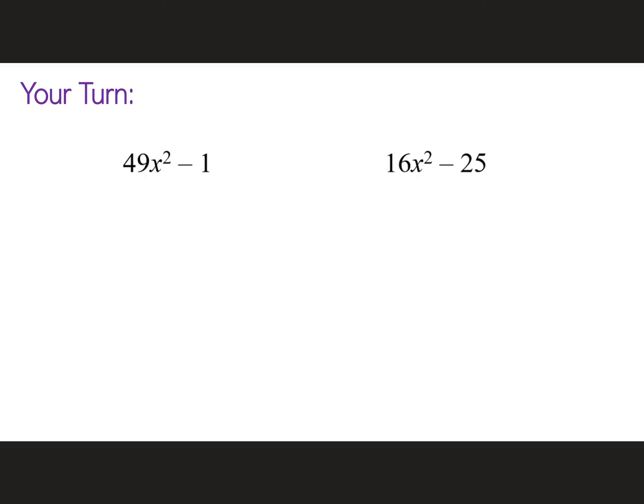Alrighty, the square root of 49x squared is 7x. The square root of 1 is just 1. 1 is minus, 1 is plus. Is that what you got?